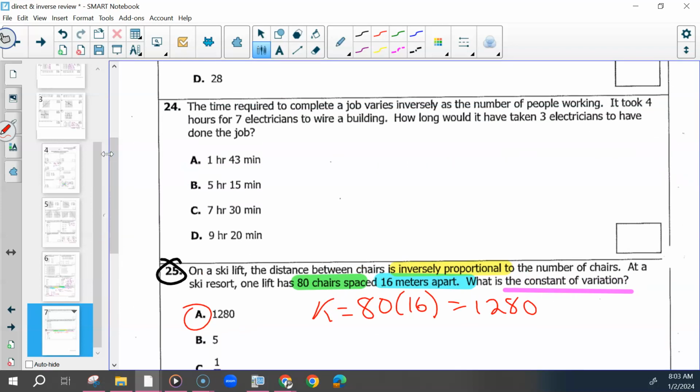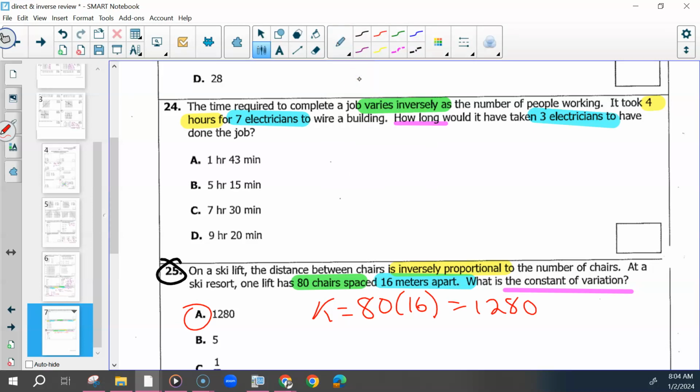So the time required to complete a job varies inversely as the number of people working. It took 4 hours for 7 electricians to wire a building. How long would it have taken 3 electricians to have done the job? What's important here? 7 electricians, 4 hours. Varies inversely. How long? And something else. 3 electricians.